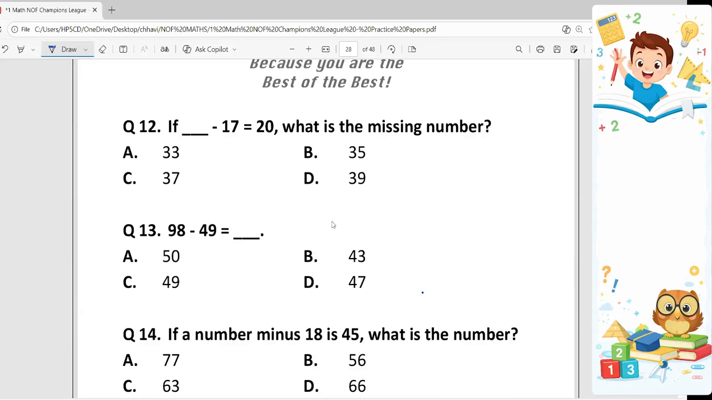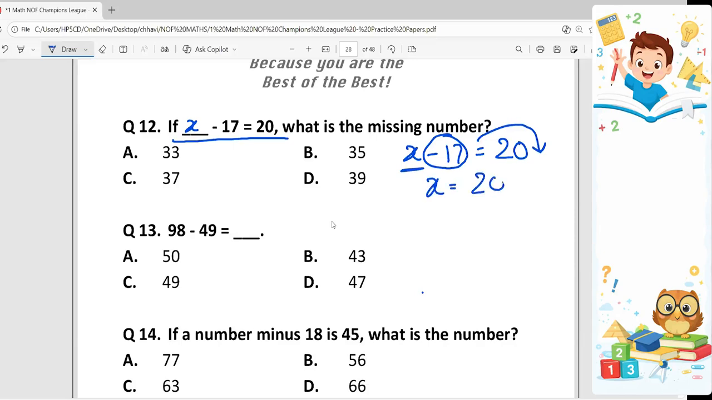If dash minus 17 is equals to 20, what is the missing number? Now, whenever this type of sums are given, suppose we take x as our wanted number, and then x minus 17 is equals to 20. Now you have to take this number to the other side of the equal to, so that you can get the answer of x. Now here we did x is equals to 20, and this sign, when it goes to that side, it changes. So it is minus over here, it becomes plus over here. So now 20 plus 17 is 37. So x is equals to 37.